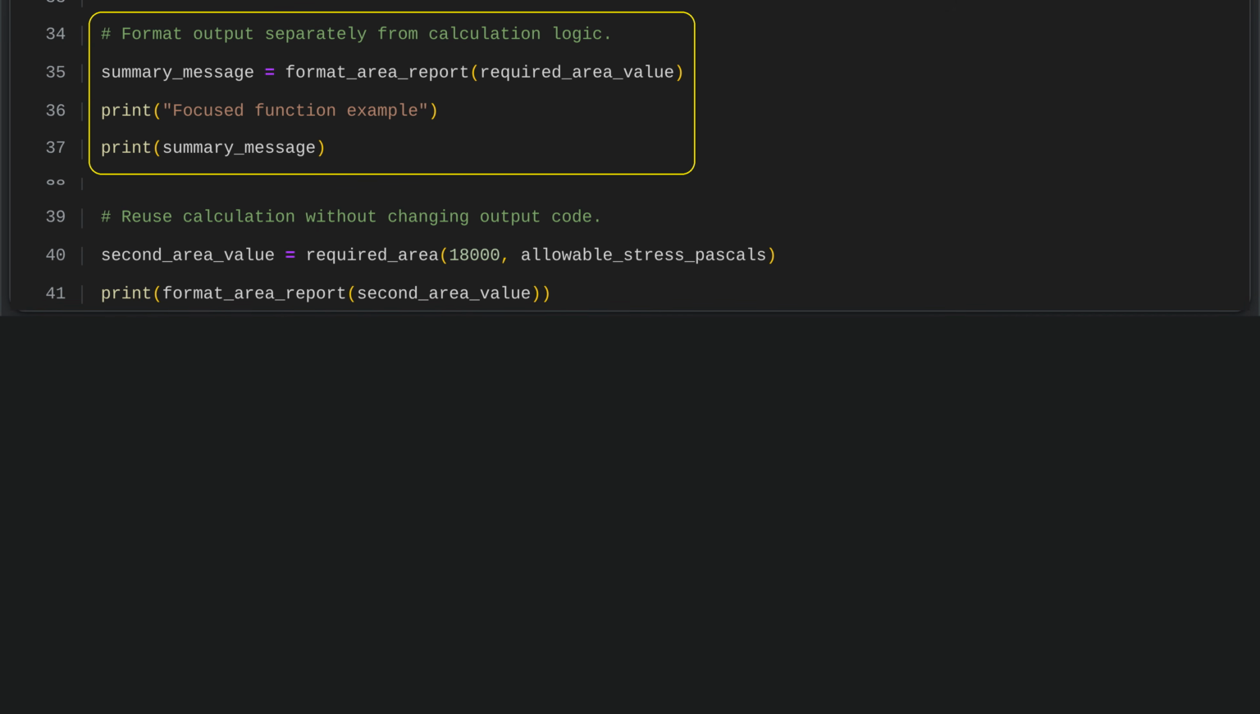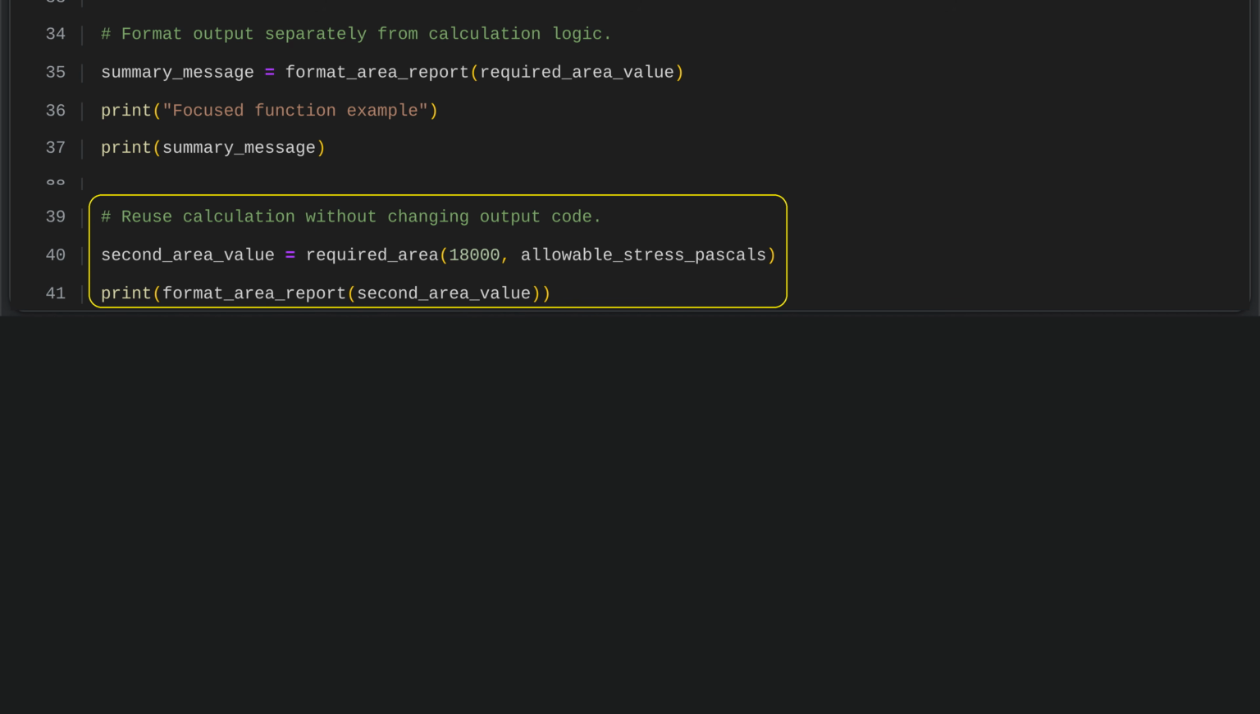The example separates output formatting from calculation logic to keep the code modular and easier to maintain. A formatting function takes the calculated area, converts it from square meters to square millimeters, and returns a clear summary string. The program then prints a short label for format function usage, followed by the formatted area report.